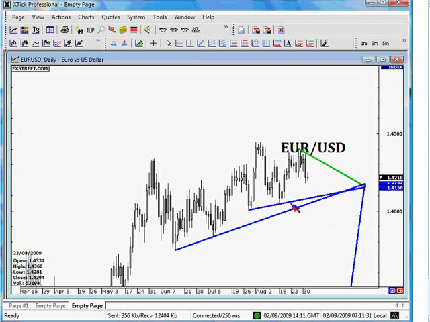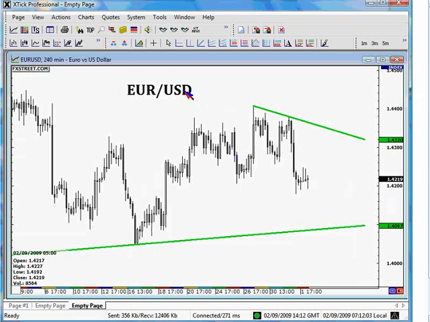I color these green and keep just one and explain why I've kept it. So there we have a green baseline. I'm going to delete this baseline right here because it goes further back in time, and I'd like to choose a green baseline that is drawn with more recent support and resistance in mind. So that's what I did. And as you can see, if the currency pair falls, we've got a green baseline that terminates on the end of the chart here at 1.4097.